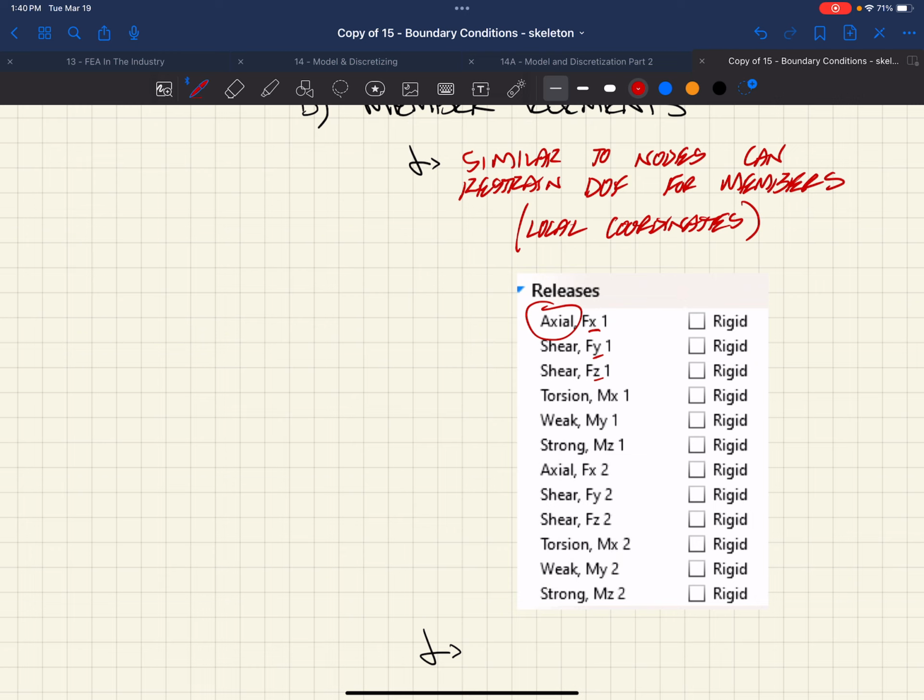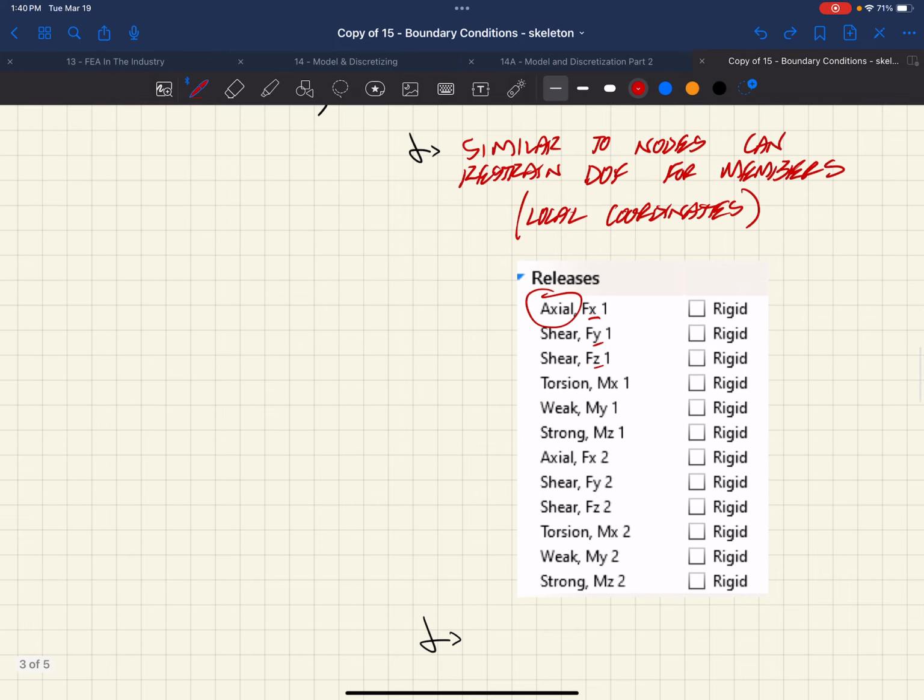We wouldn't want to release axial at both ends because now all of a sudden that member can travel, right? It can move. And so I think you would find that if you release the axial load on both ends of the member, you potentially might have an instability in your model overall. So that, I mean, everything is building on everything else, right?